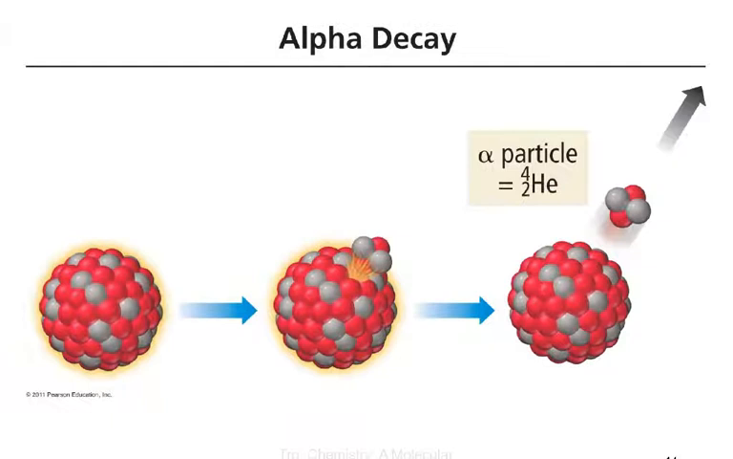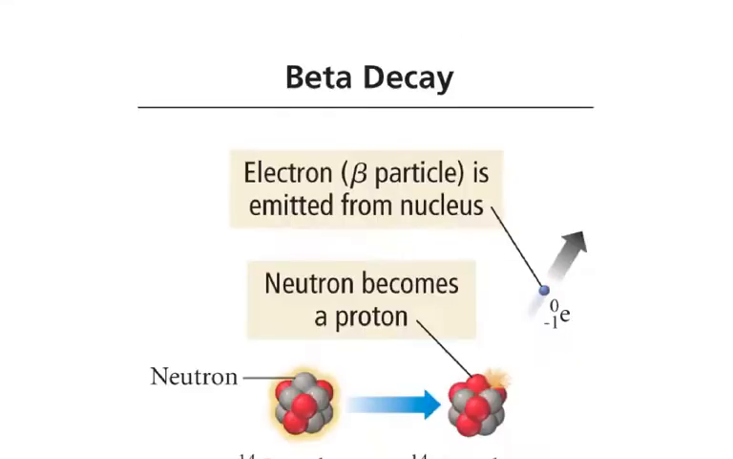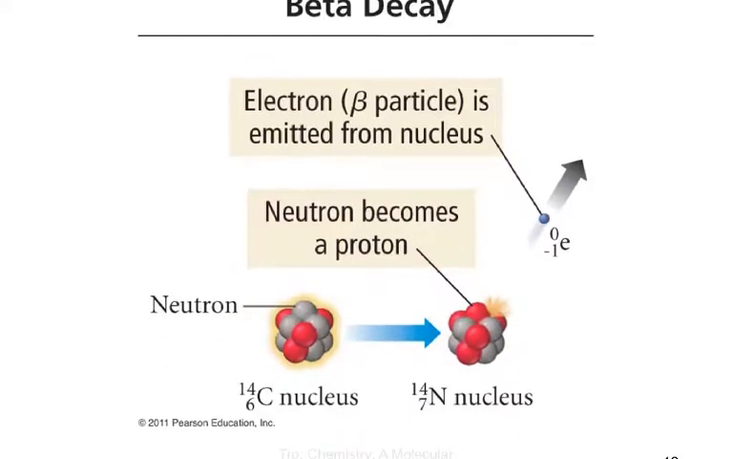Here's a picture of alpha decay. You'll want to memorize that an alpha particle is a helium nucleus, has a mass of 4 and an atomic number of 2. Beta decay is a beta particle, which is like an electron. It's emitted from the nucleus.